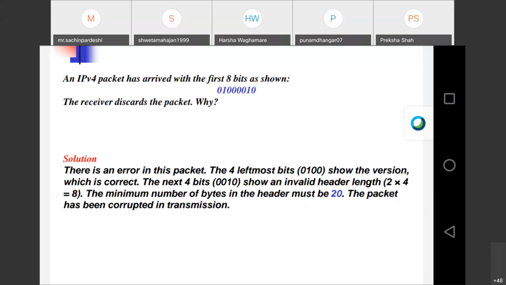But we have seen the header size of IPv4 is 20 to 60 bytes. Here, this datagram is telling 8 bytes, which is wrong. The header size must be at least 20. So what does it mean? It means the packet is corrupted in the transmission. This value changed in the transmission, and that's why the receiver discards the packet. So, a very simple problem.